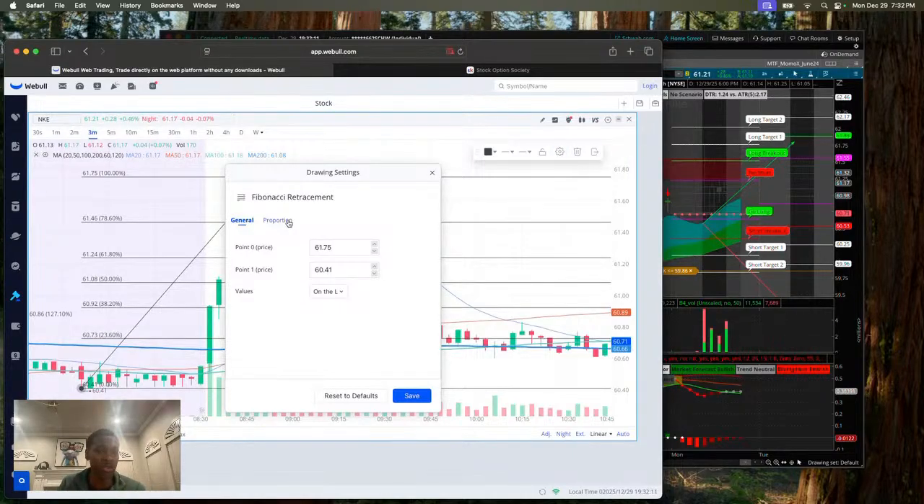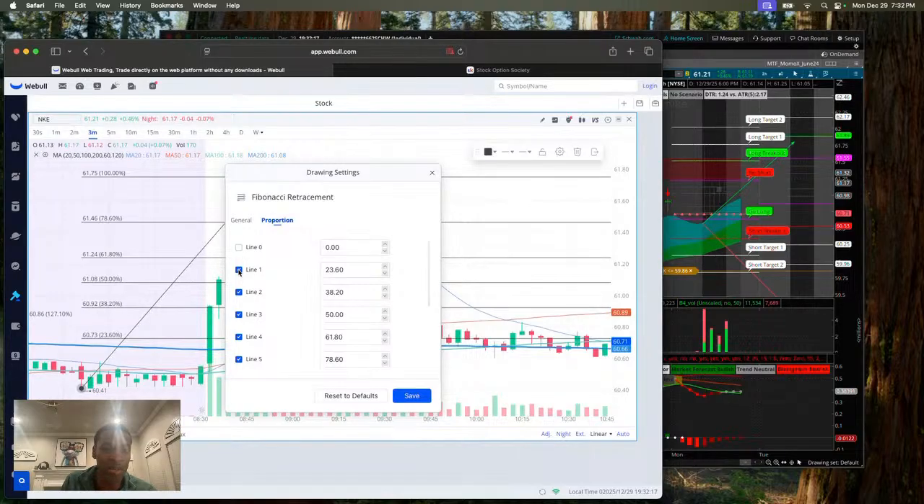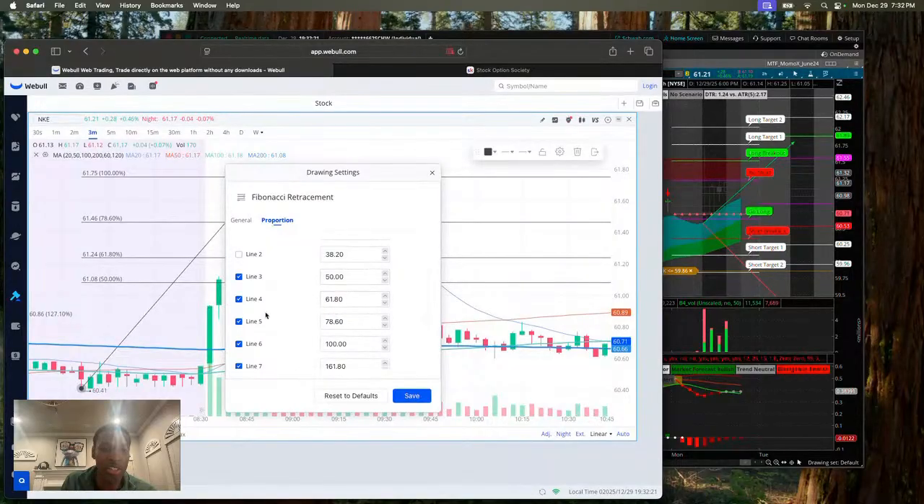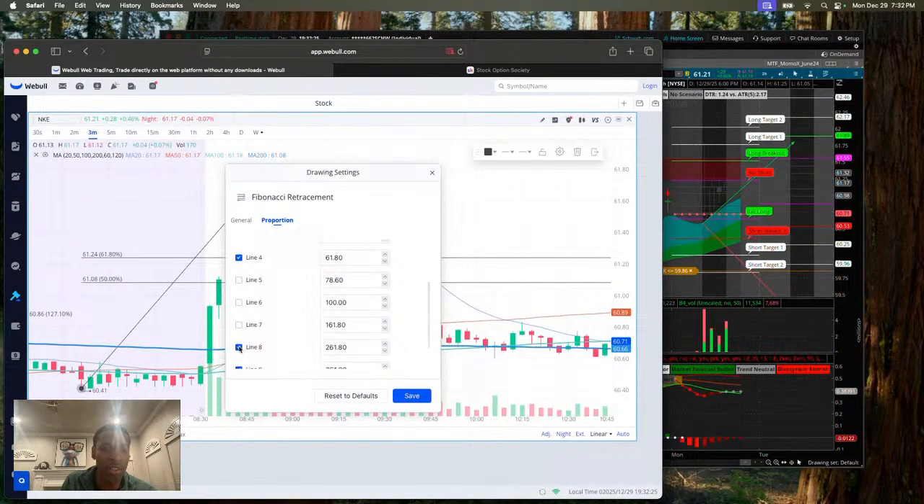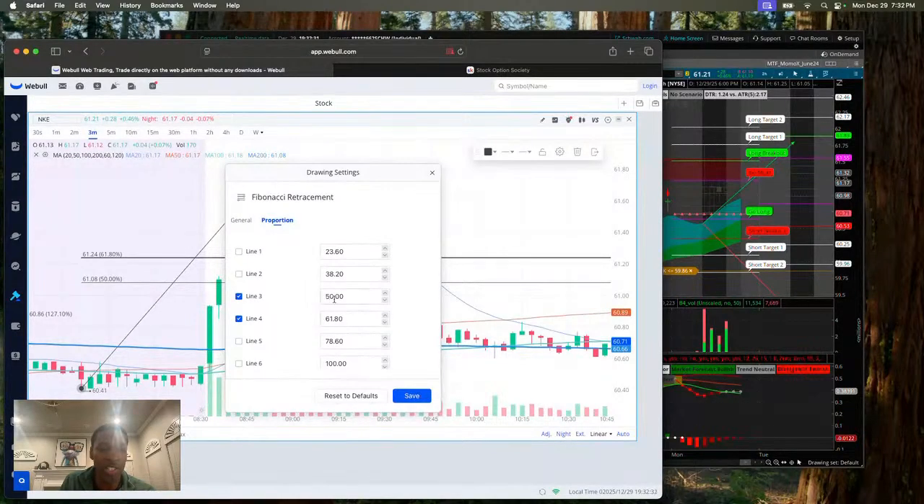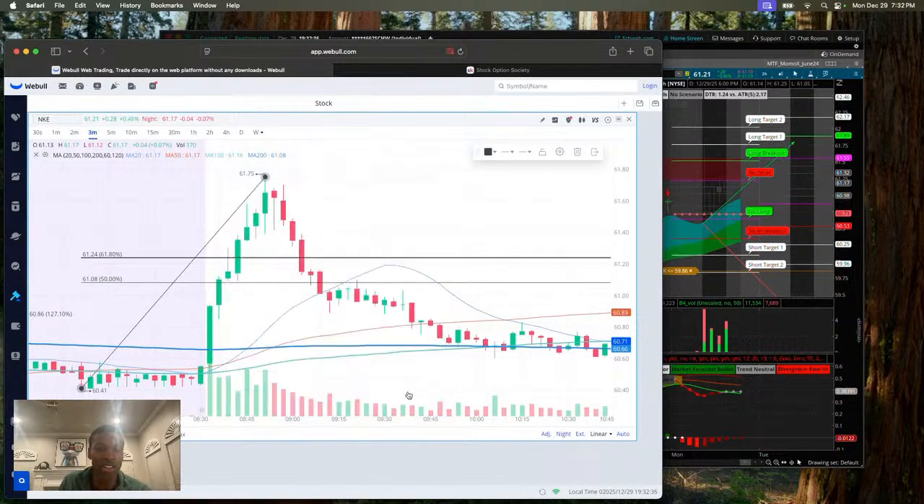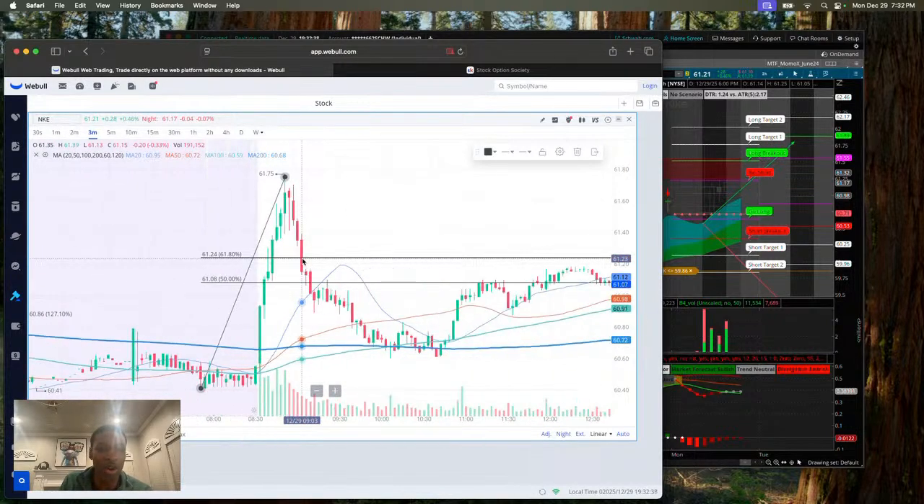I want to edit the proportions, which is the percentages. And because this is so many lines, I want to delete most of them. Only ones I want to keep are the 50% and the 61. And I will give you a deeper explanation why. So let me just clear this out. So again, the only two percentages that I want is the 50% level and the 61.8. That is also known as the golden pocket, right?